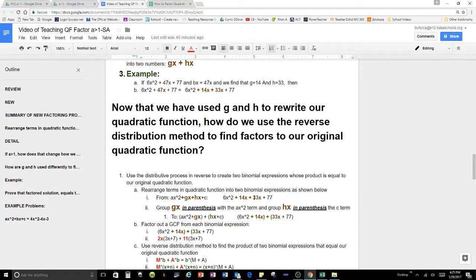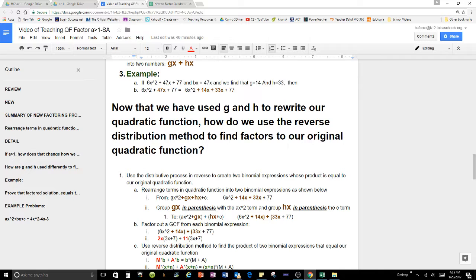Then the hx term, we're going to group with c. We're going to take the 33x and group it with c, which is 77. So that's what we do down here. You can see we took the 14x and grouped it with 6x squared, and we took the 33x and grouped it with 77.